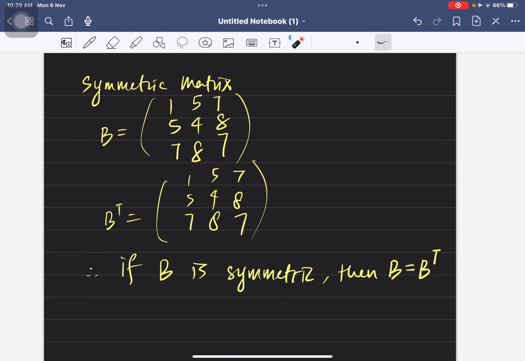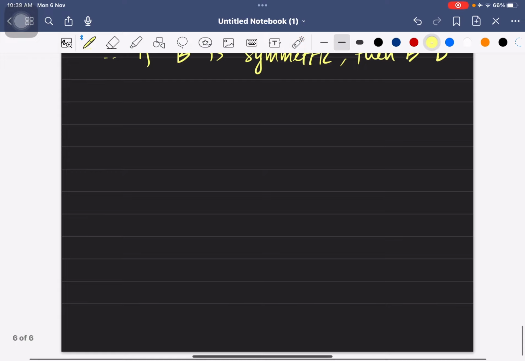And next we'll talk about equality of matrix.